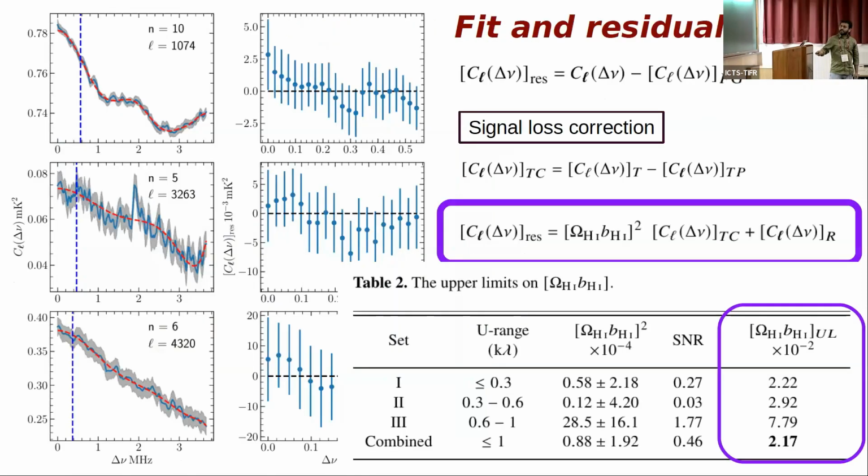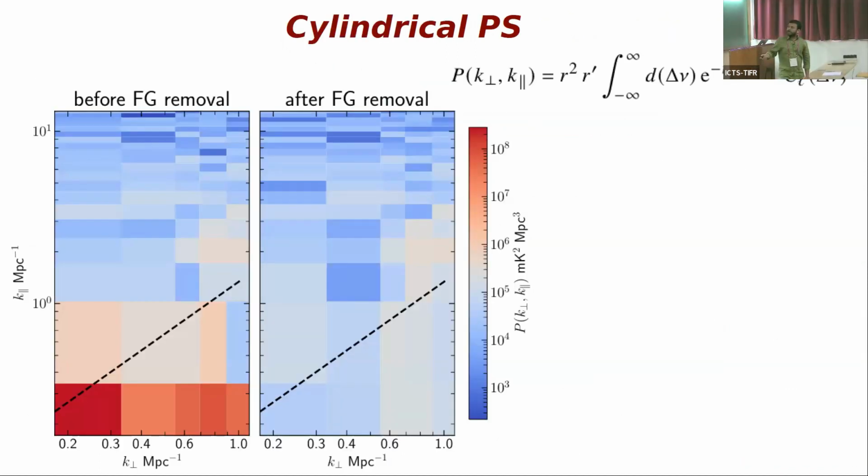Which is around 10 times larger than the expected value at this redshift. So we still have a large range to cover. And if we do a Fourier transform of this C_L delta nu, the maps, which is the 2-point correlation across frequency, then we get the power spectrum.